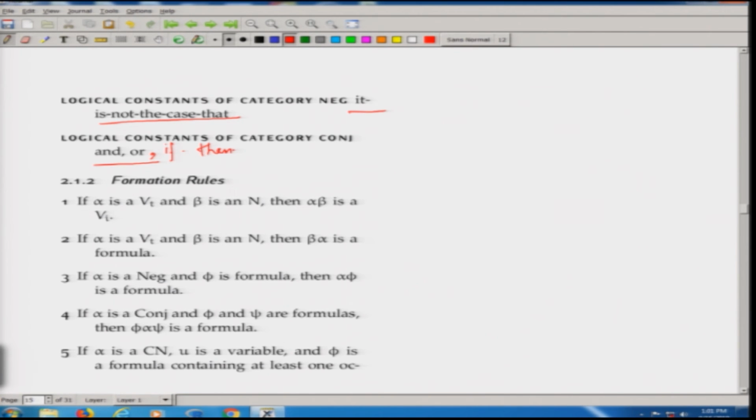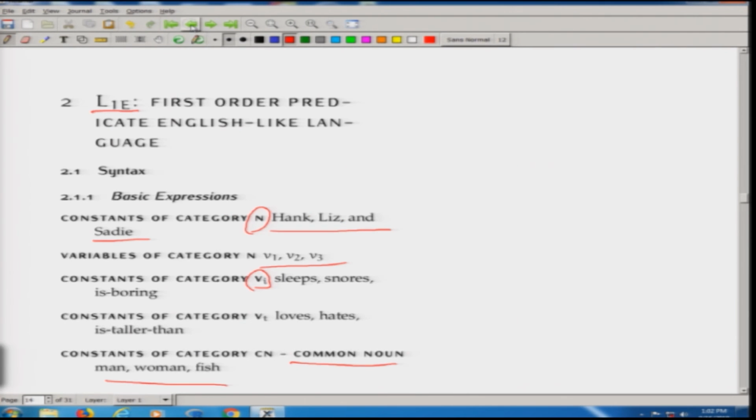Now the rules. If alpha is a Vt and beta an n, then alpha beta is a Vi. Now n, you remember that n may either be a name or a variable, anything. So by having this rule, we can have something like, so our 1 plus predicates are sleeps, snores, and is boring. So not common noun, 1 plus predicate.